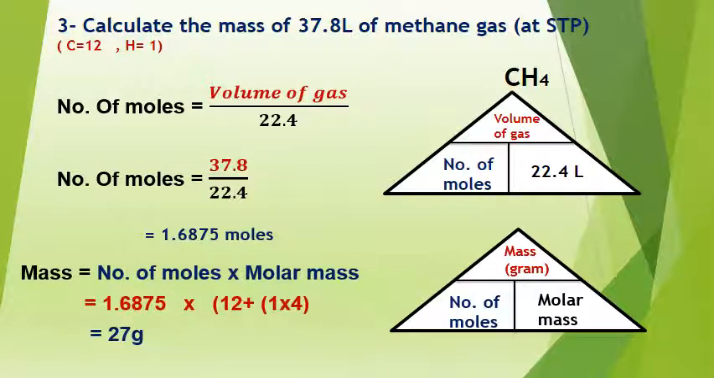Here, I can calculate the mass of methane by multiplying number of moles multiply molar mass. The number of moles I calculated before in the previous step, which equal 1.6875 moles, multiply molar mass of methane, which is CH4. The molar mass of C is 12. From one element to another element, put plus. In the same element, multiply. So here I have 4 hydrogen atoms, so I will multiply 1 by 4, and the answer will be 27 gram of methane.